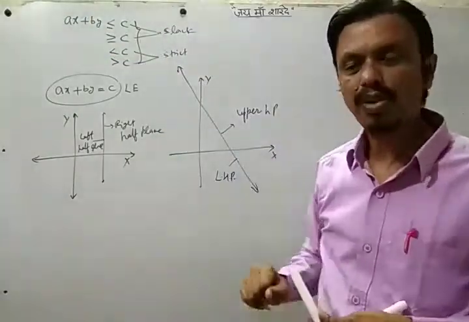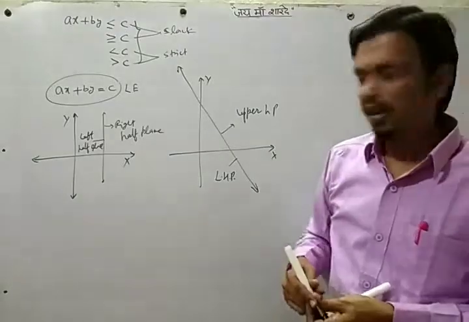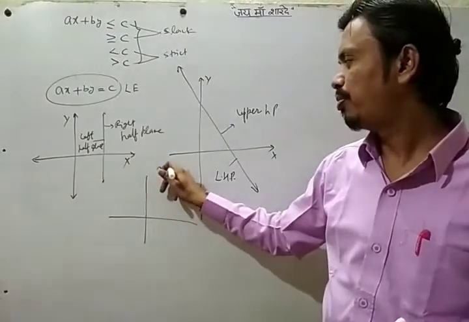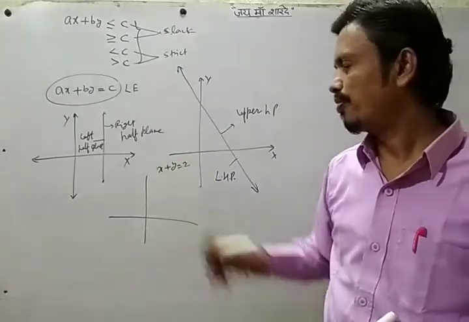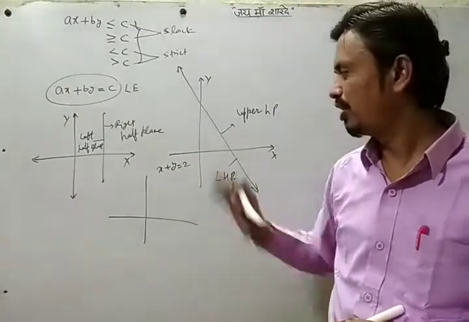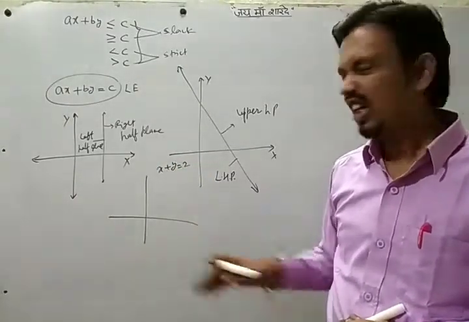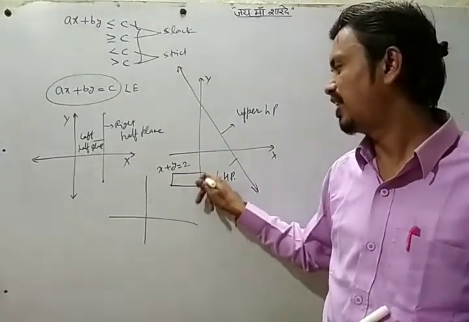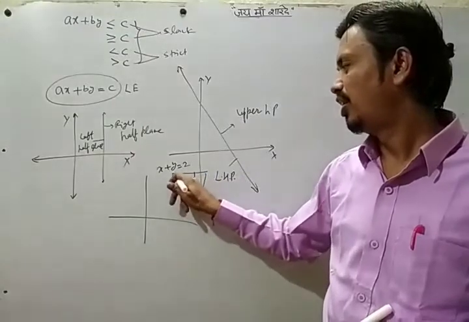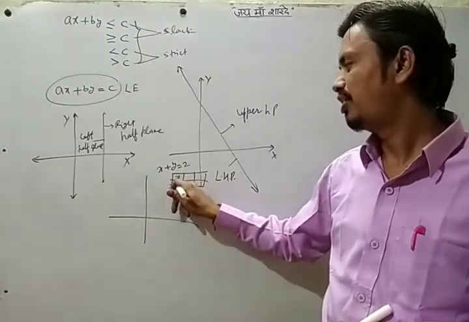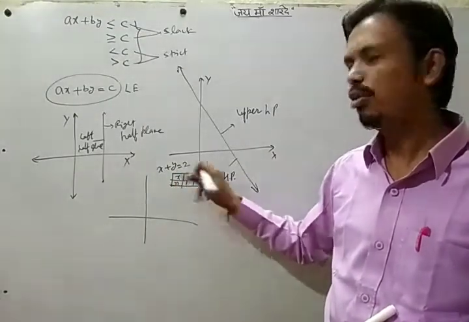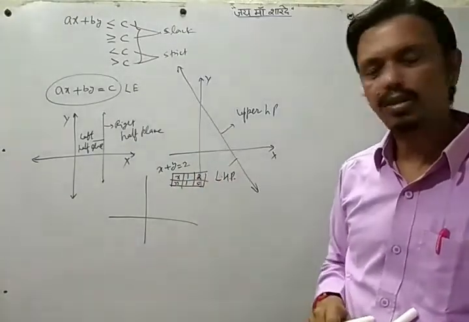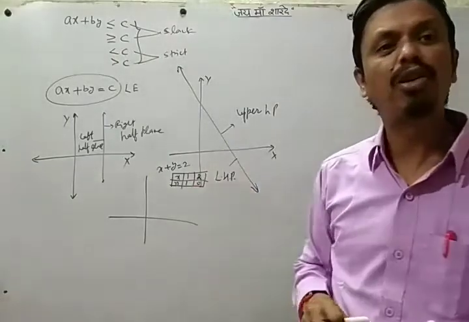Okay? If we draw the graph of the equation x plus y equal to 2, how do we find the graph of any equation in two variables? We find some solutions. Solution means what? Values of x, y which satisfy this condition. So x is 1, y is 1, then we get 2. x is 2, y is 0, then we get 2. So (1, 1) and (2, 0) are solutions.